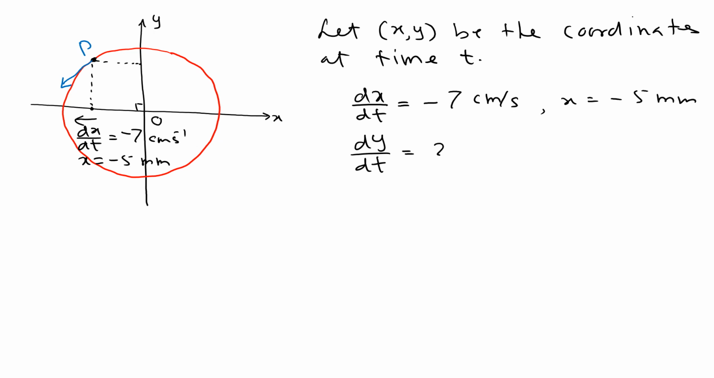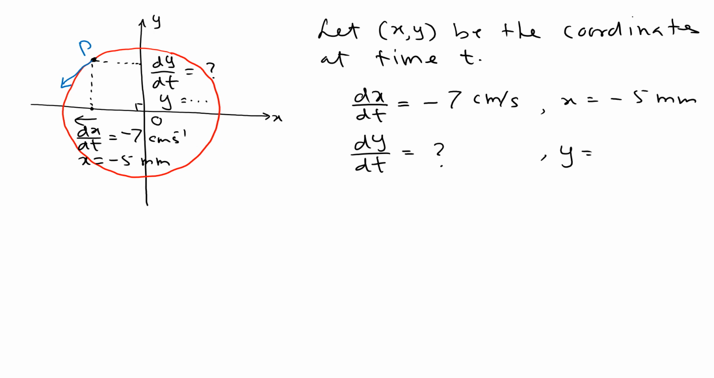We are looking for dy over dt. That's what we are looking for, and we don't know the y value, so let's also find y. We can use a Pythagorean identity. The goal is to find dy over dt. So let's use the Pythagorean identity first, and also we need to find y.